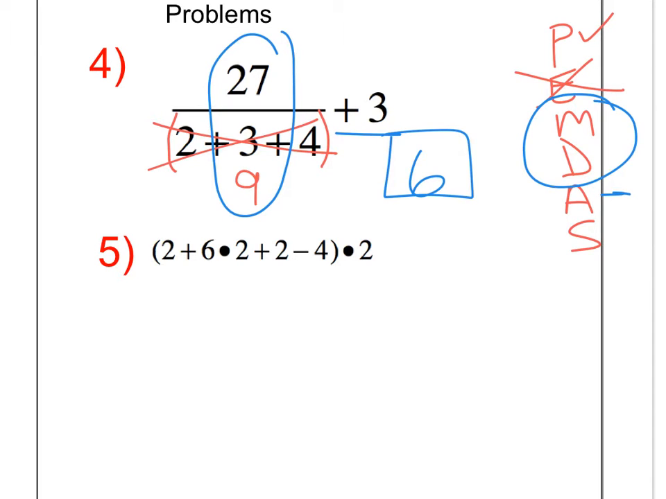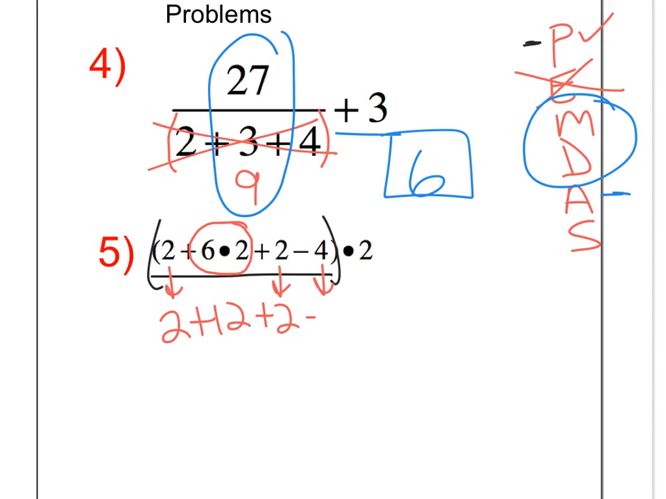And on problem number 5, we're going to do the same thing. We're going to start with our parentheses. So whatever's inside here we need to do first. However, we have different operations inside this set of parentheses. So we're going to start inside the parentheses with multiplication because that is the first thing before we do addition and subtraction. So 6 times 2 gives me 12. And then I'm just going to bring everything else straight down the way that I see it. 2 plus 2, and minus 4.